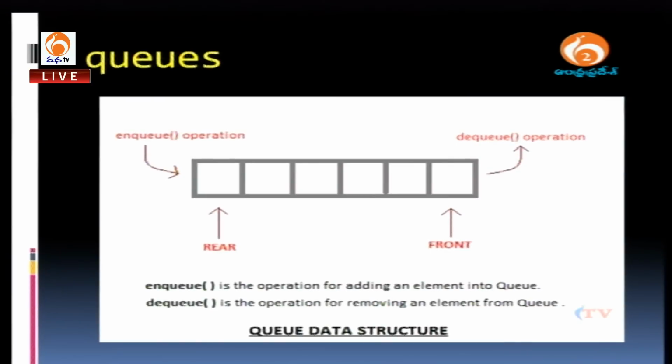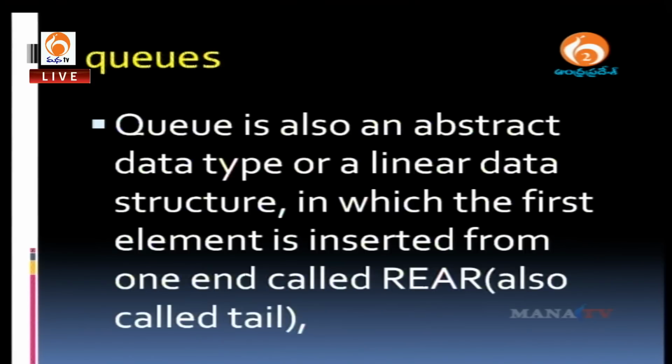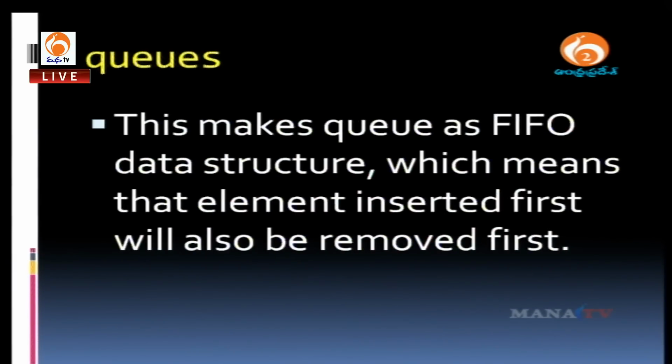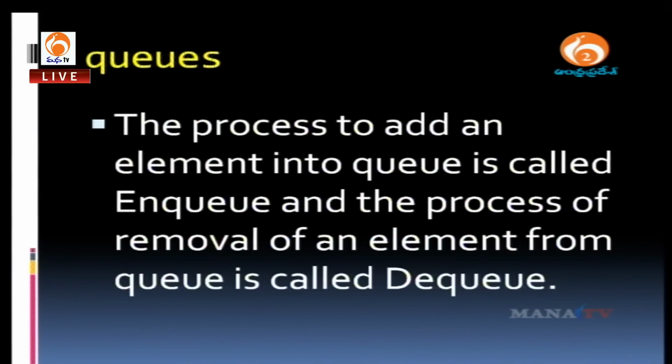The next one is queues. This is quite the opposite of the stack. A queue is also an abstract data type or a linear data structure, and it is also called first in first out, FIFO. Here the operations are enqueue and dequeue. In queues we follow enqueue and dequeue.